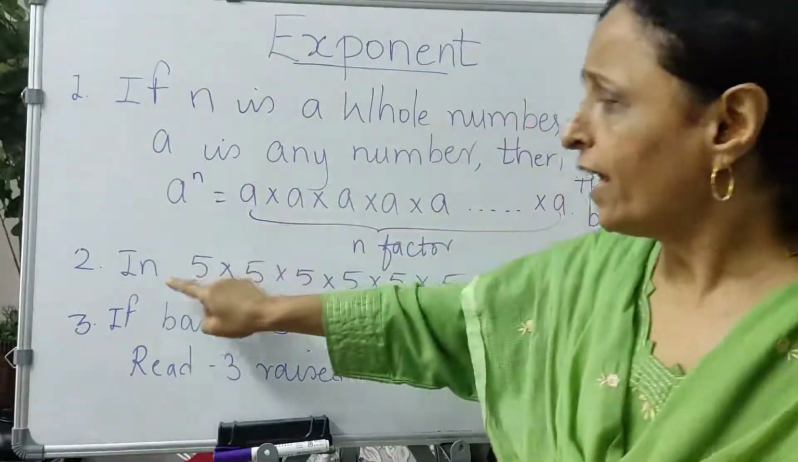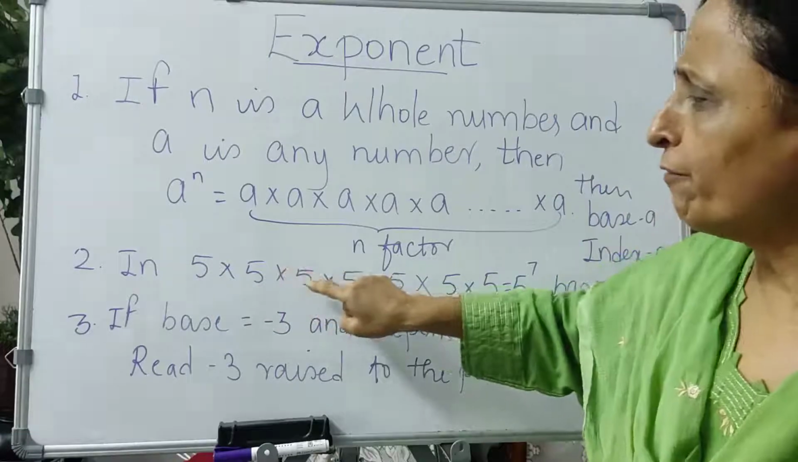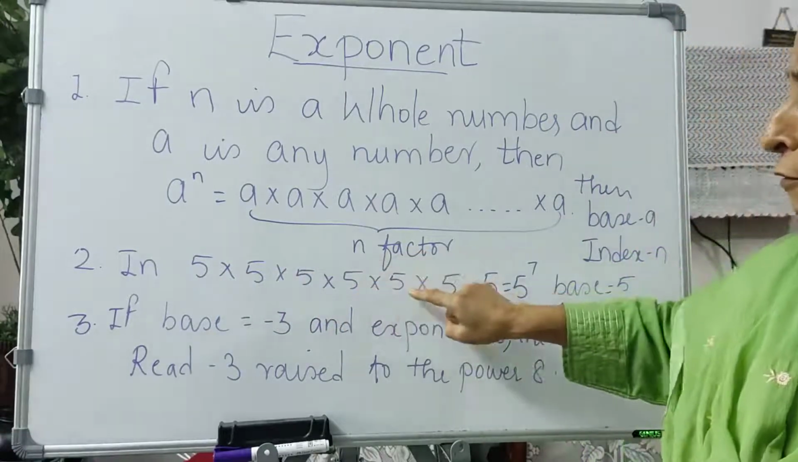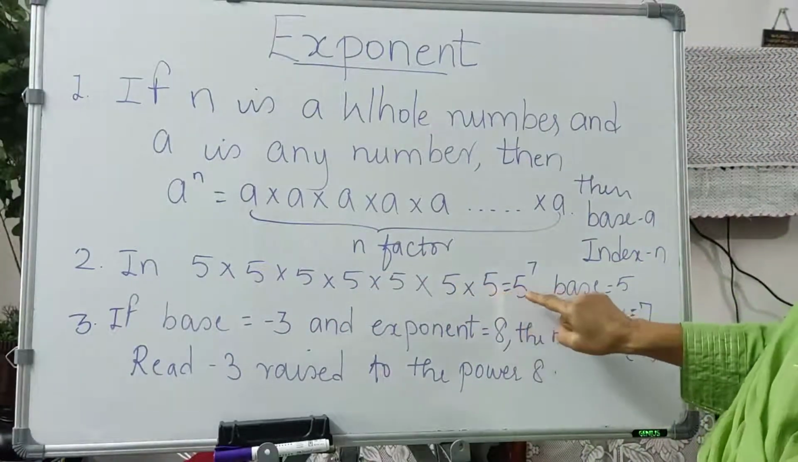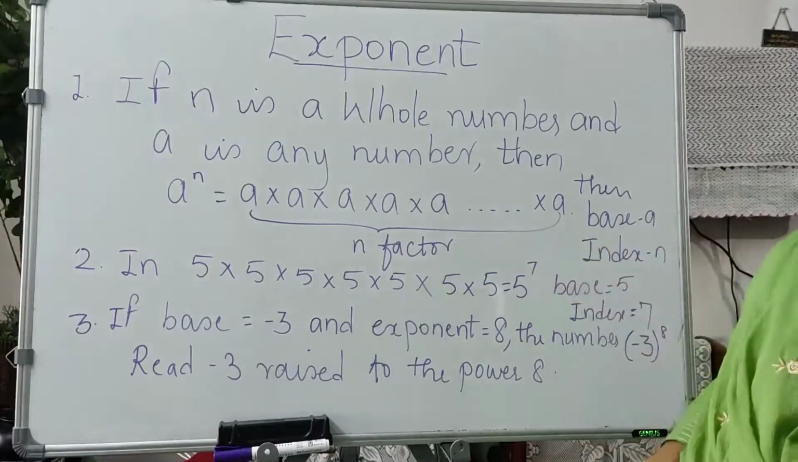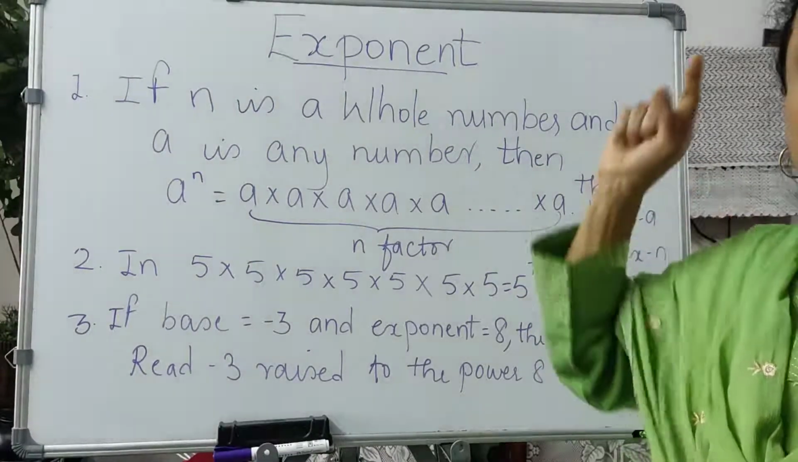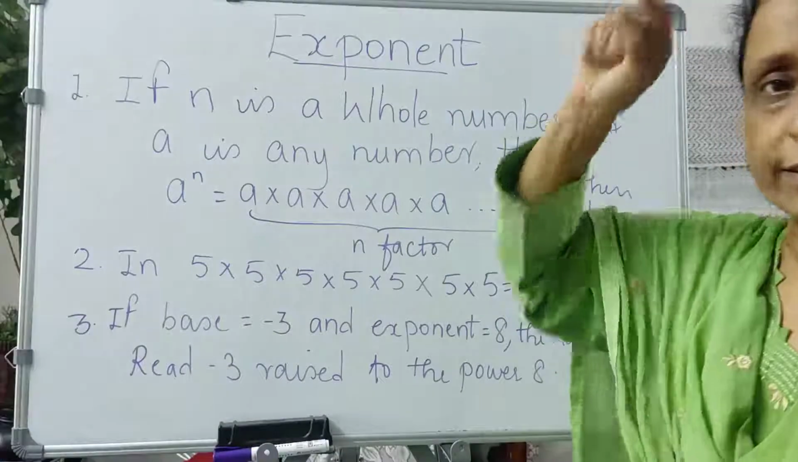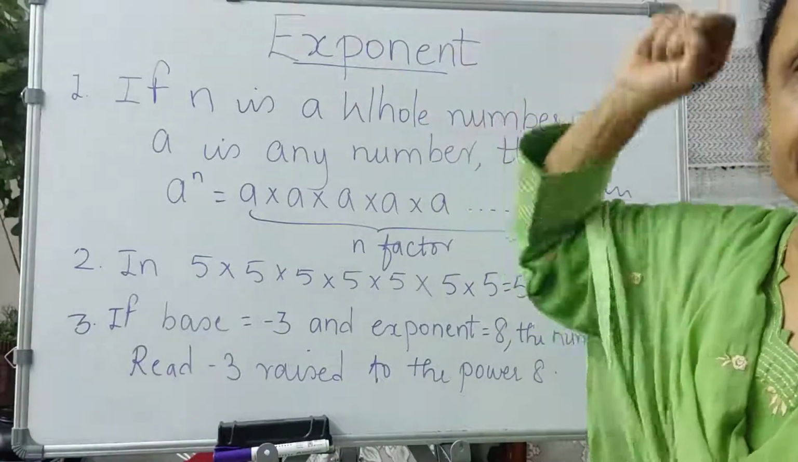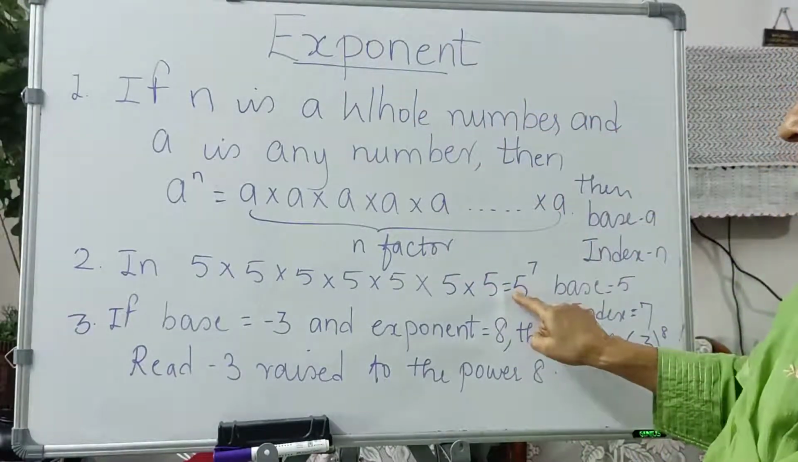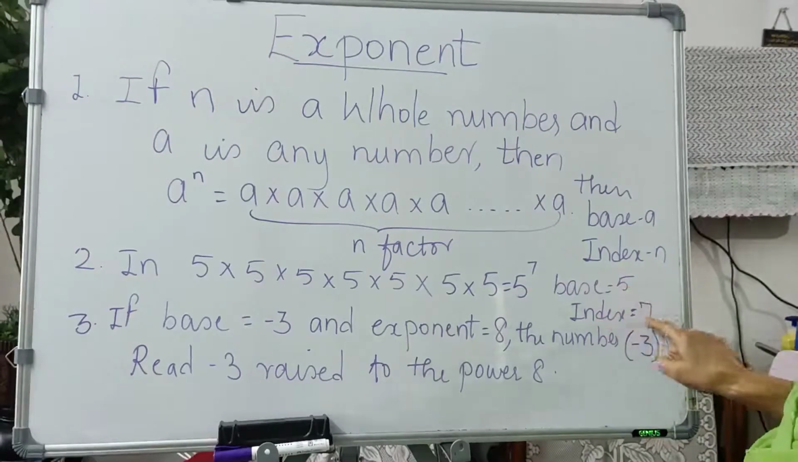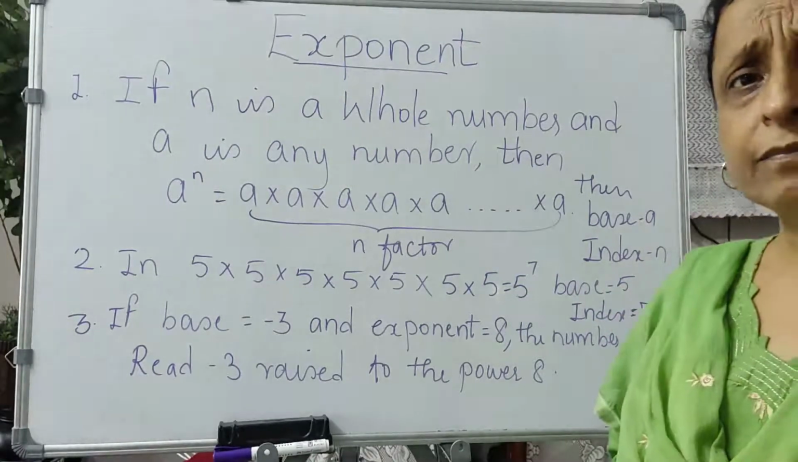Now in 5 into 5 into 5 into 5 into 5 into 5 into 5, that is 5 raised to 7. 5 is the base, 7 is the exponent, the index. So 5 here is the base and 7 is the index.